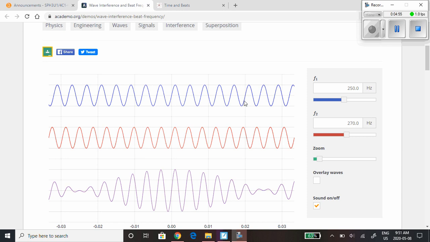So here is a simulation. I put the link in today's announcement. So here's one wave. It's represented by the blue wave. It's operating at a frequency 1 of 250 hertz.